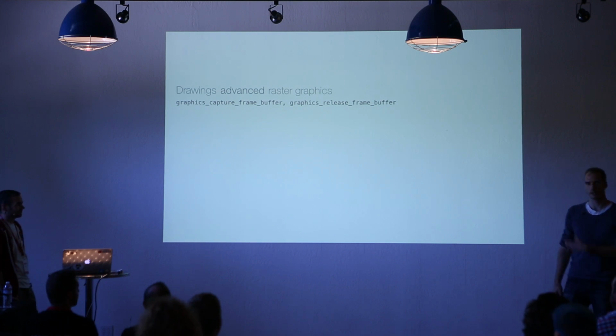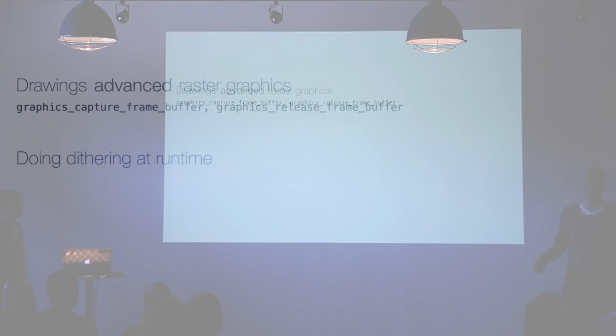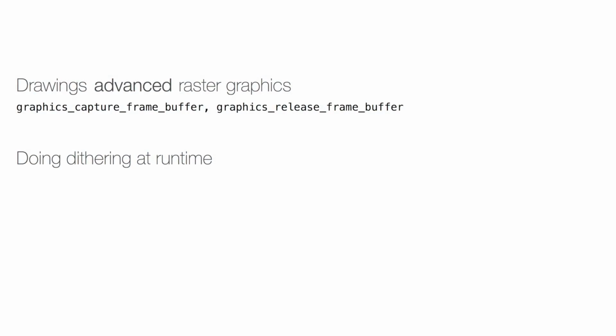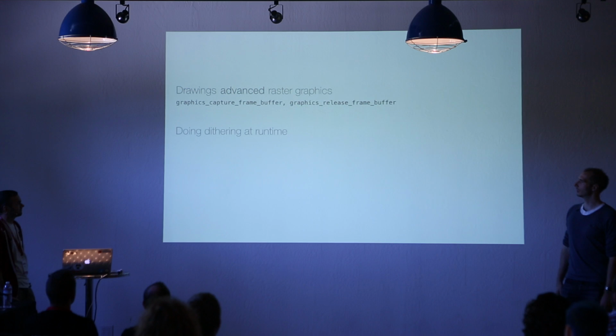And to be honest, there's a third one, but this is only to check the current state of the frame buffer. So the frame buffer, Matt already introduced, is where the actual pixels live. And these two functions will give you direct access to it. So that is that. And then we will do dithering at runtime.